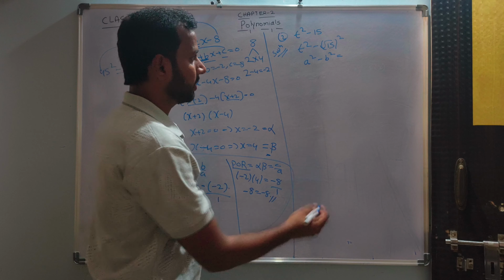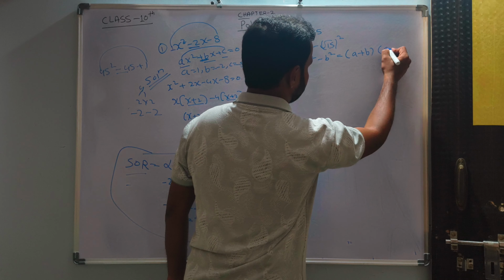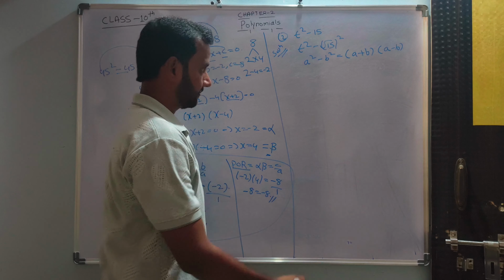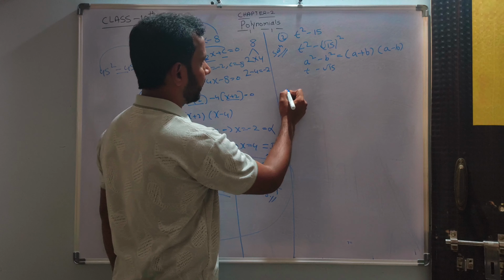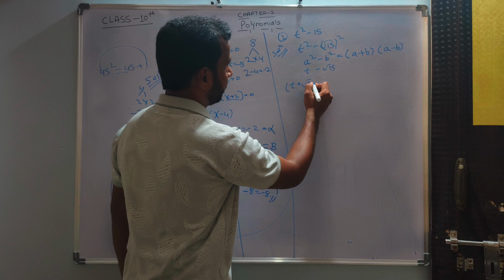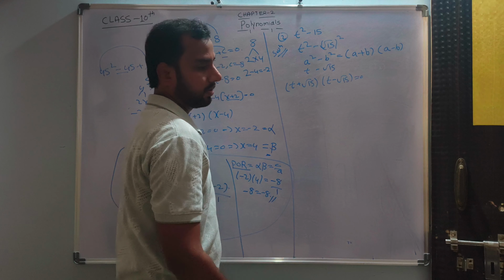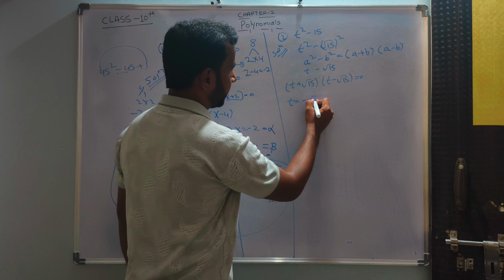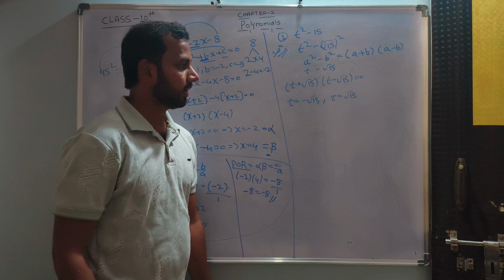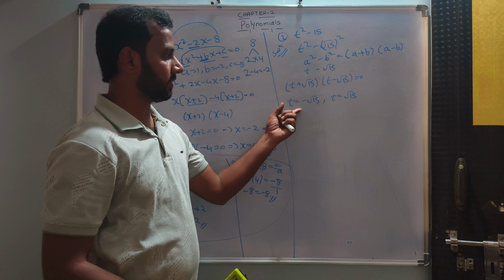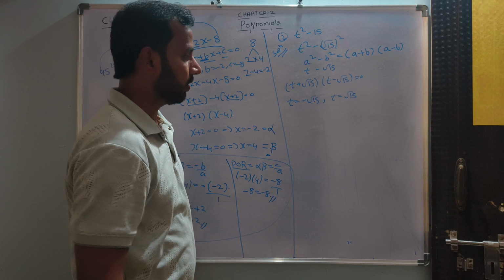What is a square minus b square? It can be written as a plus b into a minus b. Then what is the a value? T. What is the b value? Root 15. Then I can write t plus root 15, t minus root 15 equal to 0. Then t will be equal to minus root 15, comma, t will be equal to root 15. Before also I got plus or minus root 15, that is the same again. These are the zeros of this quadratic polynomial.